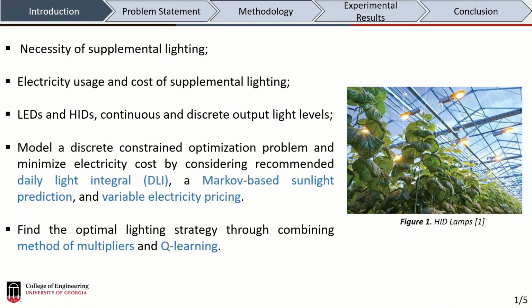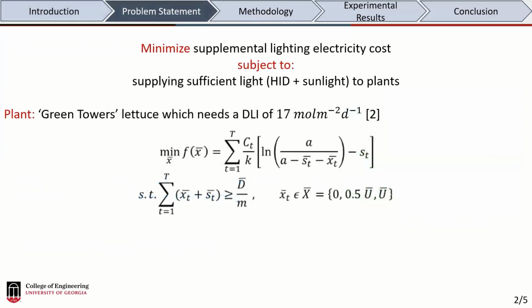In this paper, the supplemental lighting control problem in greenhouses equipped with HID lamps is formulated as a discrete constraint optimization problem, and the optimal solution is found through combining method of multipliers and Q-learning while considering plant daily light integral, or DLI, a Markov-based sunlight prediction, and variable electricity pricing. Therefore, the goal is to minimize lighting costs subject to supplying sufficient light to the plant.